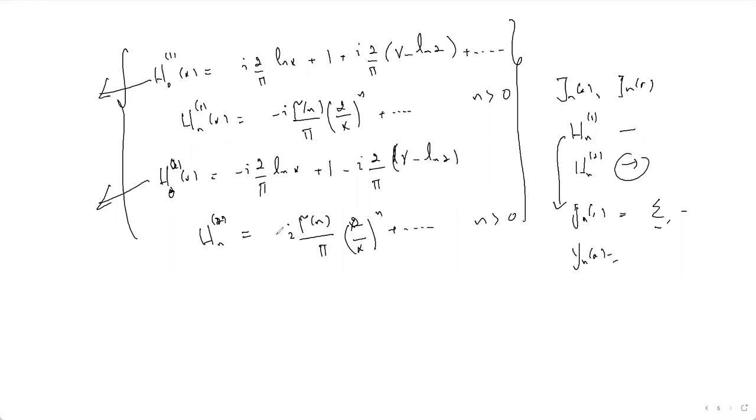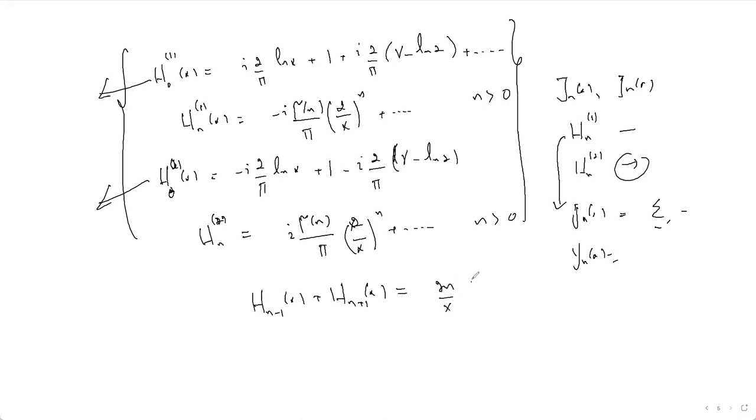Also, since these Hankel functions are linear combinations with constant coefficients of J_n and Y_n, they satisfy the same recurrence relations as the Bessel functions of the first and second kind. So which recurrence relation? H_{n-1}(x) plus H_{n+1}(x) will be equal to 2n by x times H_n(x).